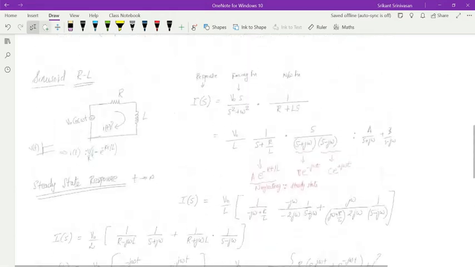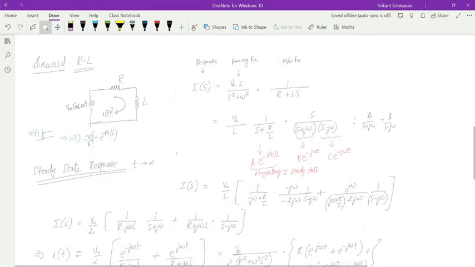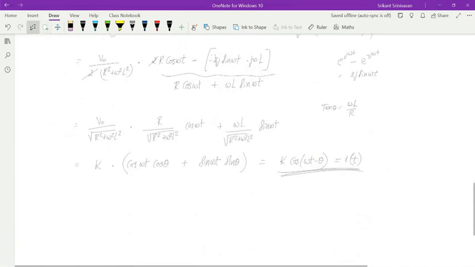Finally, I had an RL circuit. I applied some forcing function, which is V naught cos omega t, and my response is the same thing. The k is nothing but V naught by some factor times cos omega t minus theta. That means I'm getting a sinusoidal response only, right? The output is following the input, but there is a constant phase difference. And what is that phase difference? That is given by tan theta is omega L by R.